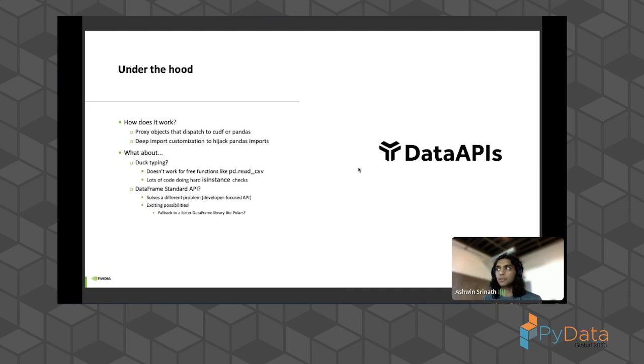There's also another effort that we should talk about here, which is the DataFrame standard API. This is maintainers of different DataFrame projects coming together and deciding on a standard API for DataFrames. And that solves some of the problems, but it's still solving a different problem than the one we're trying to solve. We are trying to enable the pandas API on GPUs, but the DataFrame standard API is more a developer-focused API. So if you're a library developer, then it is appealing to use the DataFrame standard API. In fact, we are excited about it. We're part of the consortium. We are working towards developing the standard with other DataFrame maintainers because it's going to unlock some exciting possibilities. Like it's going to enable us to fall back to a faster DataFrame library like Polars when it executes on the CPU.